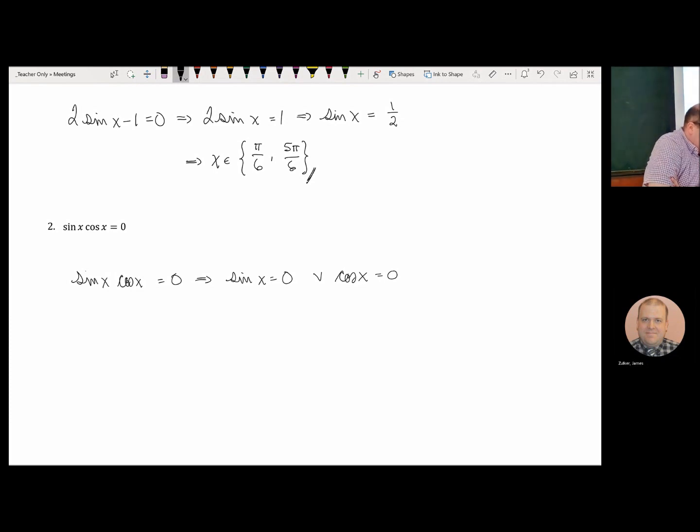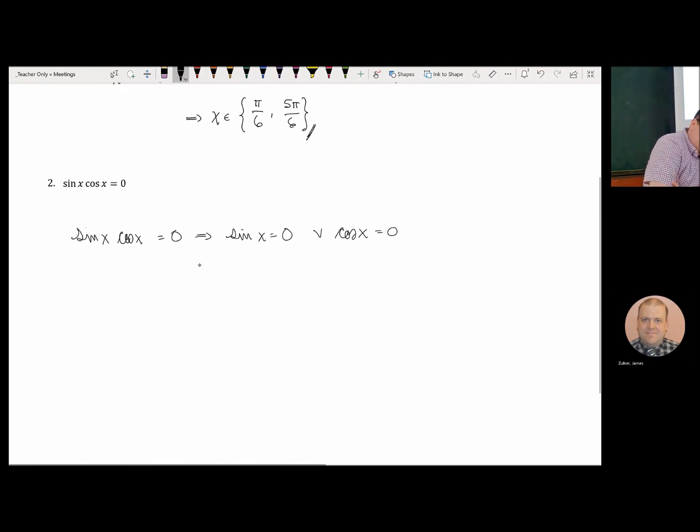Start with sine x being 0. Where is sine equal to 0? Or is cosine equal to 0? Our solution set would be the union of these two sets. Right? Union because there was an or. If there's an and, there'd be an intersection.